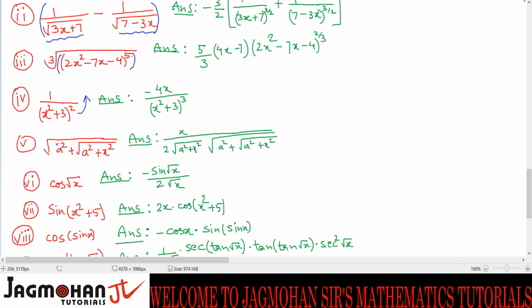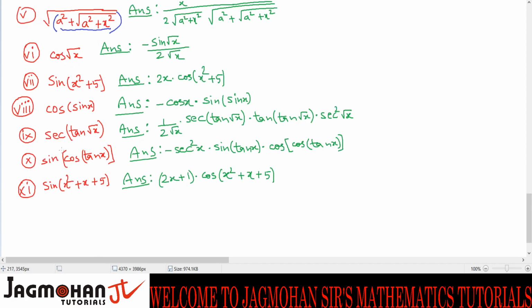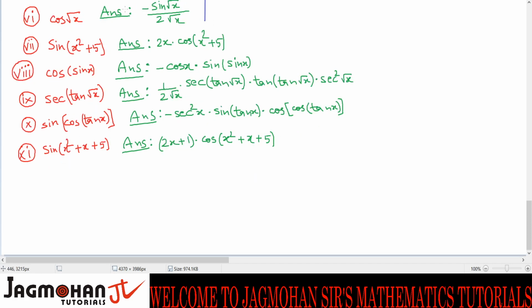The function is square root of this thing. So it is a square root function, but inside you have f of x. So it is root f of x. Its derivative is 1 upon 2 root f of x into d by dx of f of x. You will try to get this answer as the final answer.